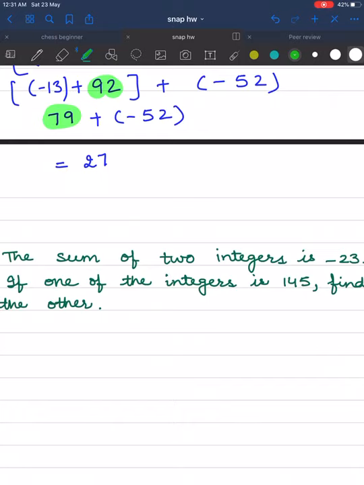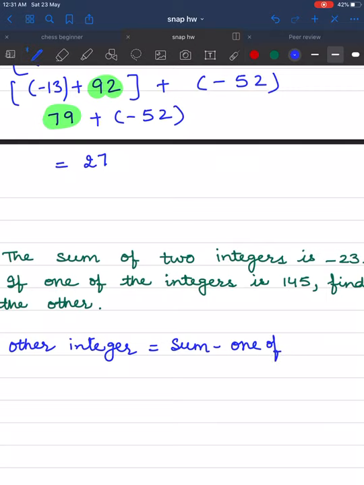Now let's do the next question. The sum of two integers is minus 23. If one of the integers is 145, find the other integer. Now to find the other integer, we have to subtract one of the given integers from the sum. So sum minus one of the integers. So it's minus 23 minus 145.